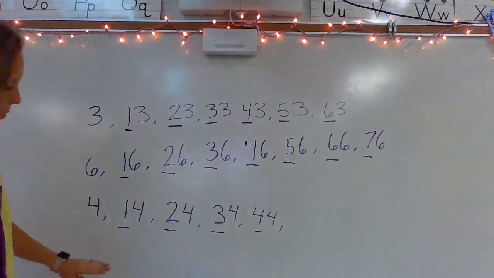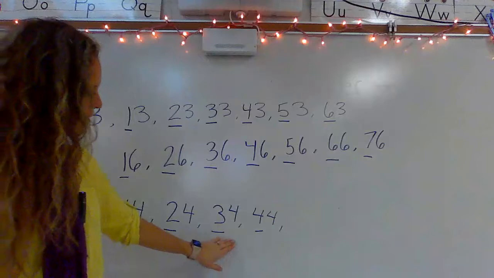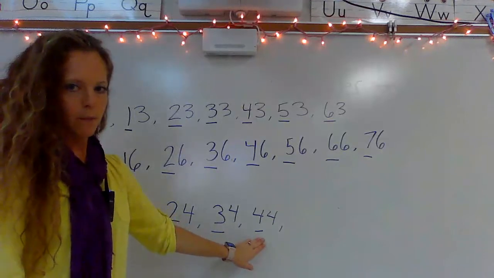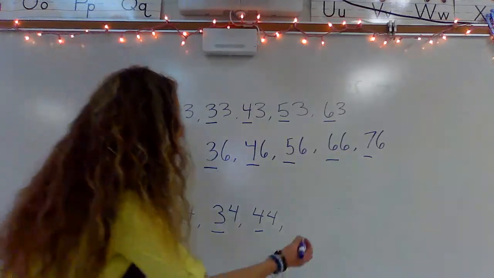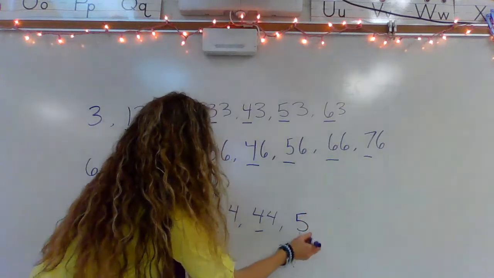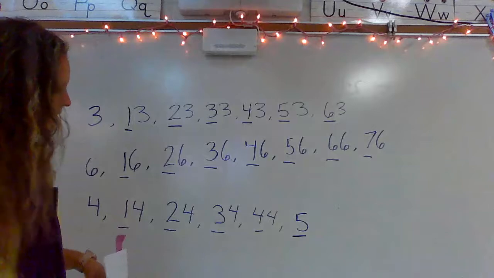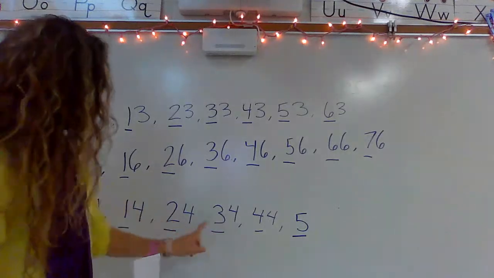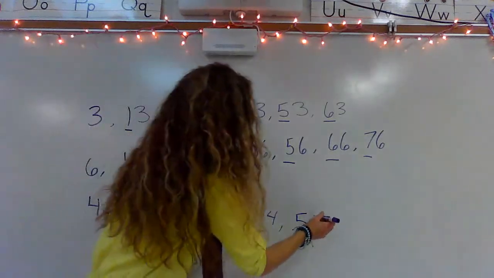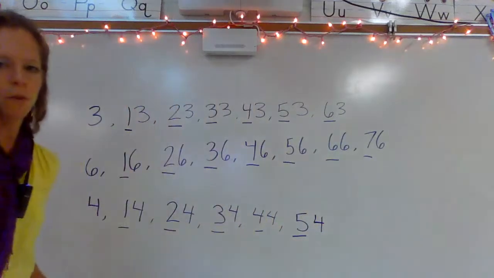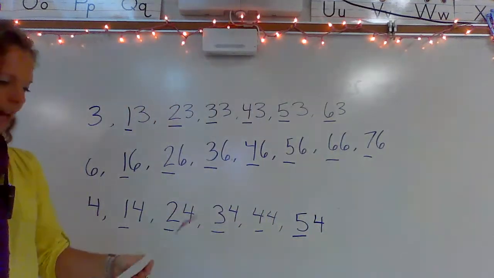So let's look at this one. 10, 20, 30, 40. What comes after 40 if you're counting by tens? It's going to start with the 5 for 5 tens. And what is the last number? The 4 for 54. Okay.